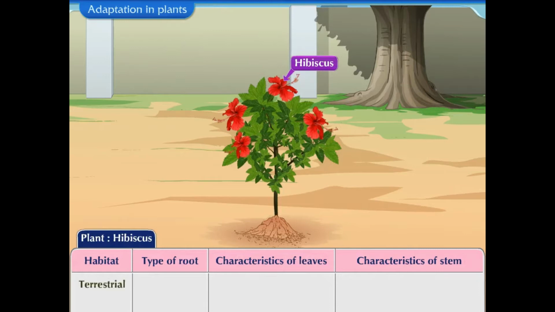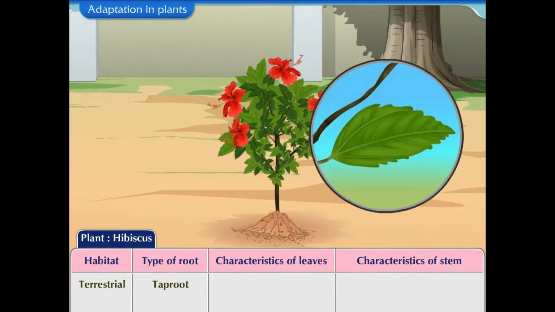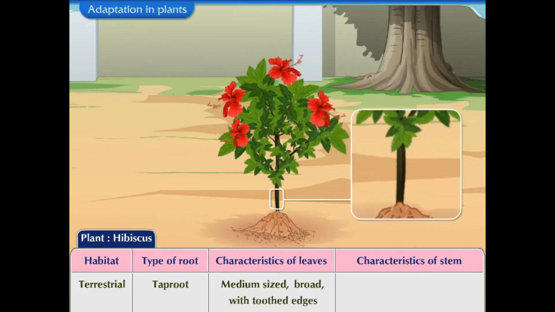Hibiscus grows on land. The roots of hibiscus are a type of taproots. The leaves of this plant are medium-sized and broad. They have toothed edges. The stem of this plant is hard and strong. The stem color is blackish brown and bark of the stem is thick.